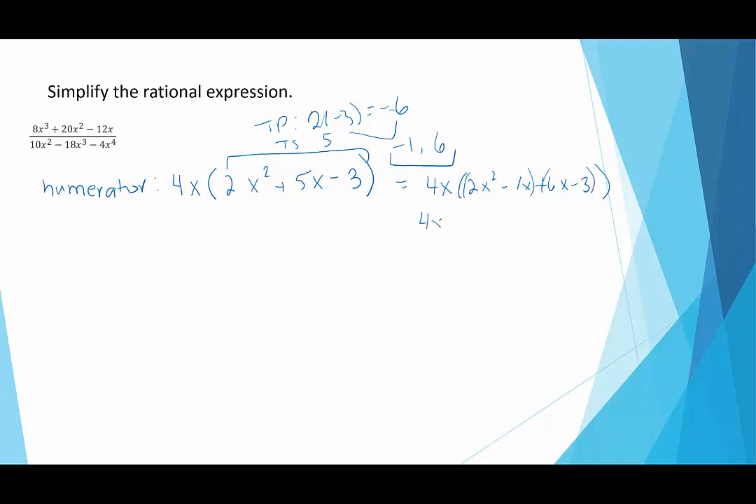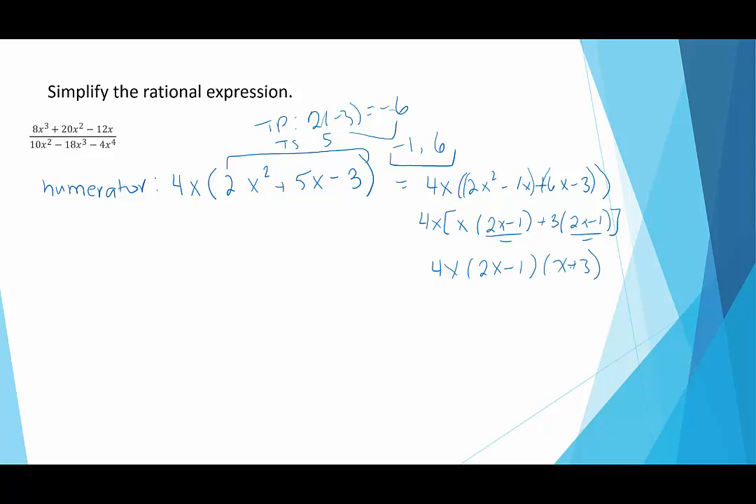And this gives me, we're going to factor out a GCF from 2x squared and 1x, that would be x, leaving behind 2x minus 1. In the second grouping, we have 6 and 3. I'm going to factor out a 3, leaving behind 2x minus 1. Now, these two terms inside the brackets have a common factor of 2x minus 1, so we're going to factor that out. We get 4x times 2x minus 1 times x plus 3. Whew, that was a lot of work.